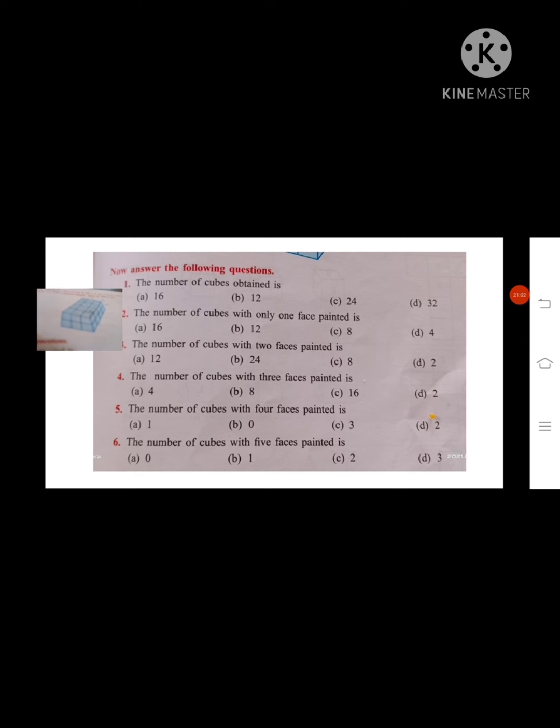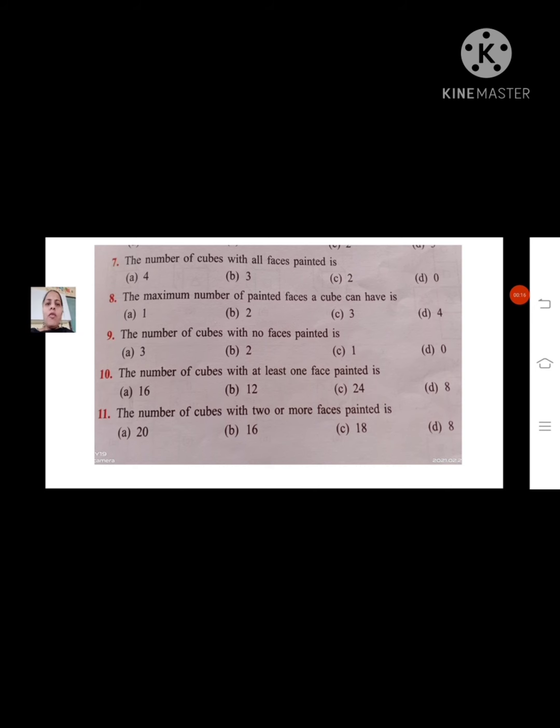Next, the number of cubes with four faces painted. Obviously it will be 0 because we cannot see four faces painted. Next, the number of cubes with five faces painted, that answer will also be 0. The number of cubes with all faces painted, this answer will be 0, because students, we cannot see all faces of the blocks, and we cannot paint all the sides of blocks. That is why with all faces painted, 0 blocks are there.